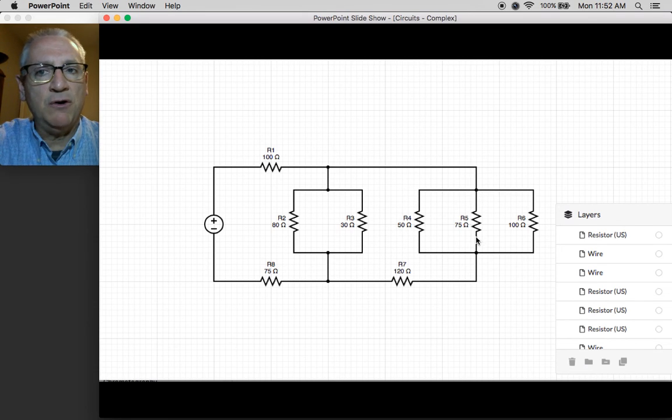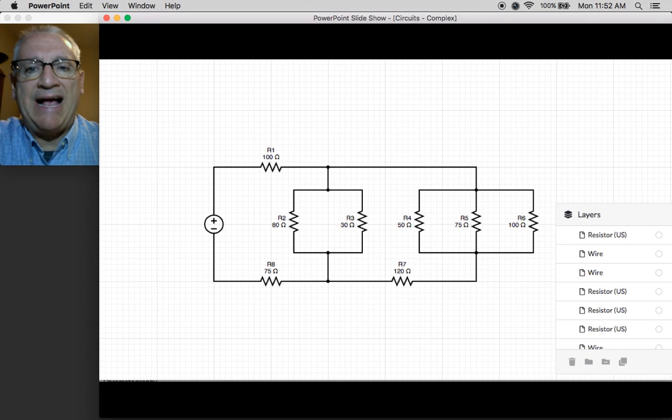Now this is fairly complex and I've gone through it very fast. I do recommend you go back and look at this video and take each piece and see if you can calculate it. I hope this has been helpful.